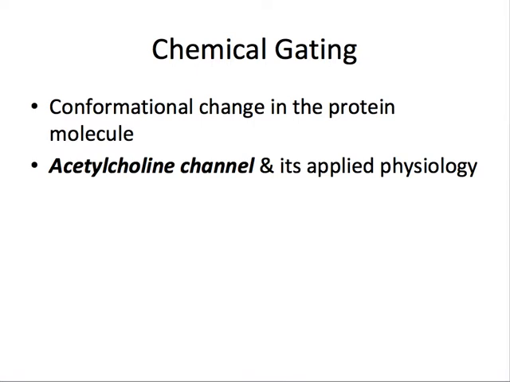An example of a chemical gated channel is the acetylcholine channel. Acetylcholine is the ligand which opens the gate of this channel. This acetylcholine gate is important for the transmission of nerve signals from one nerve cell to another, or from nerve cells to muscle cells to cause muscle contraction.